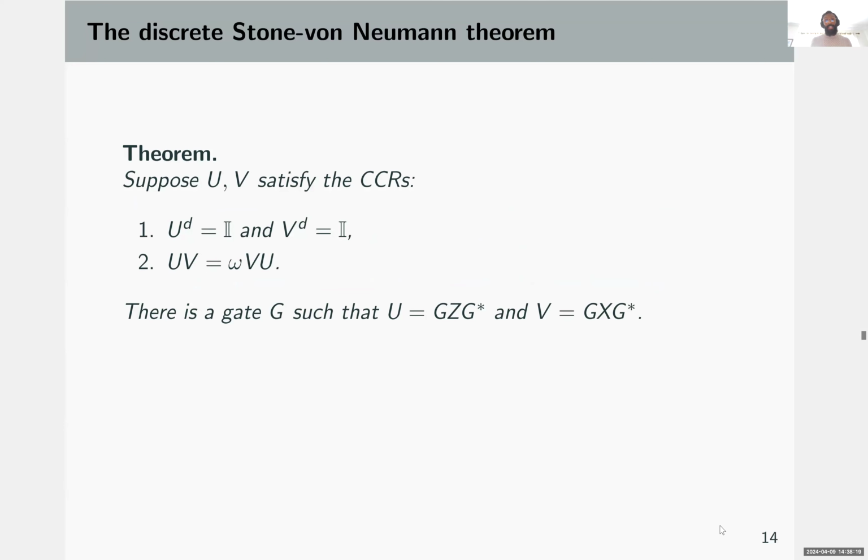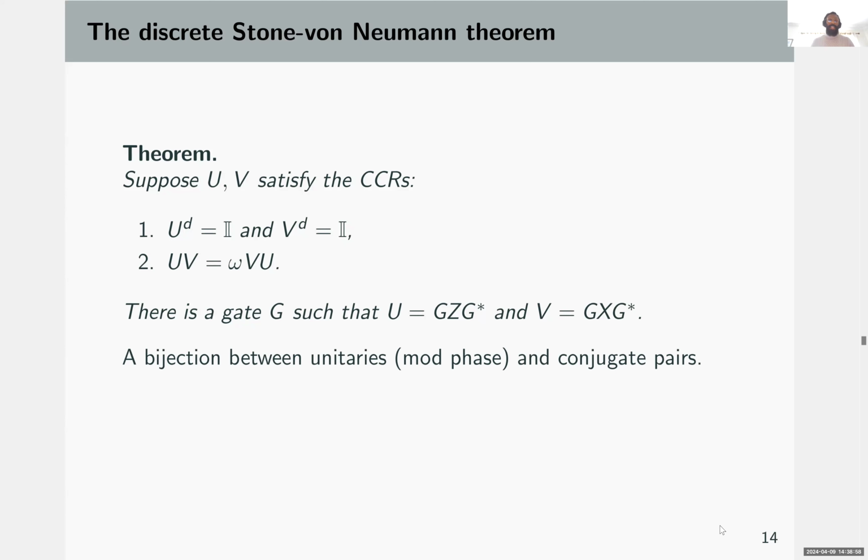So just to tell you what the discrete Stone-von Neumann theorem is, we're only going to look at this finite dimensional case. So suppose U and V satisfy the canonical commutation relations. So U and V have the same algebraic properties as X and Z. So they both have order D. And if you move U past V, that introduces an omega, a primitive root of unity. Okay, that means U and V look like Z and X. And it turns out that they are basically Z and X, which is to say that they're Z and X up to unitary rotation. So if U and V satisfy these 2 algebraic conditions, then that means there is a G that conjugates Z and X to U and V.